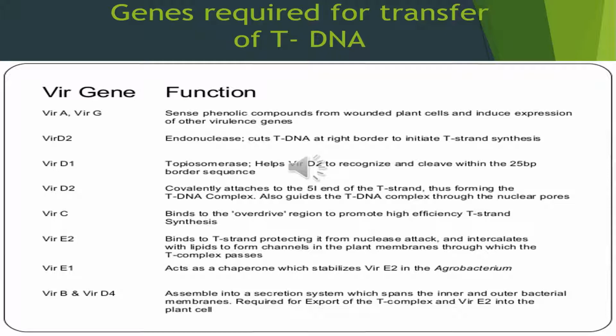They have the capability of carrying a signal, that is the nuclear localization signal. So from all the genes only VIR-D2 and VIR-E2 will get transferred to the plant cell. Mainly all the VIR genes function in the bacterial cells. They are not transferred inside the plant cell except VIR-D2 and VIR-E2, because they have the nuclear localization signal so they can be transferred from the bacteria to the plant cell.